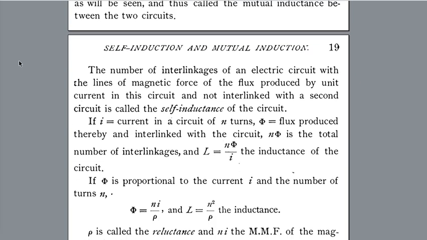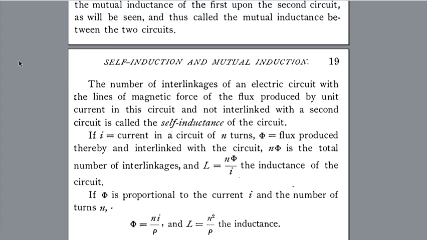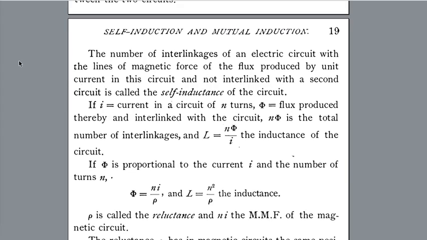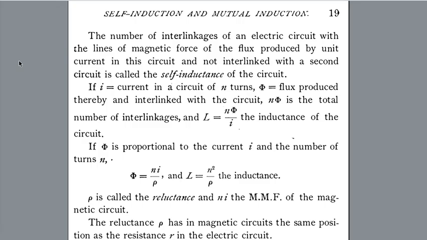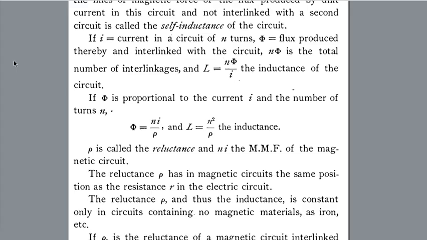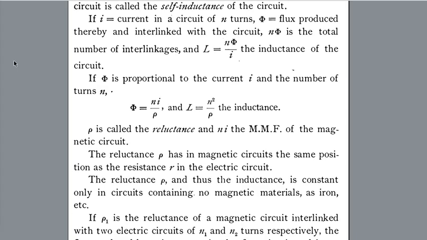The number of interlinkages of an electric circuit with the lines of magnetic force of the flux produced by unit current in this circuit and not interlinked with a second circuit is called the self-inductance of the circuit. If I equals the current in a circuit of n turns, phi equals the flux produced thereby and interlinked with the circuit, n times phi is the total number of interlinkages, and L equals n times phi divided by I, the inductance of the circuit.